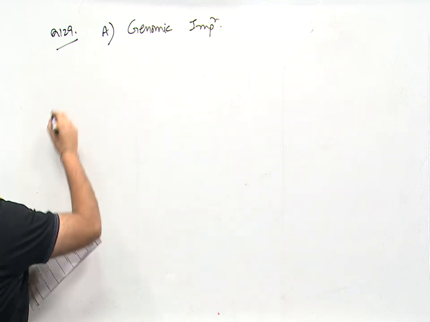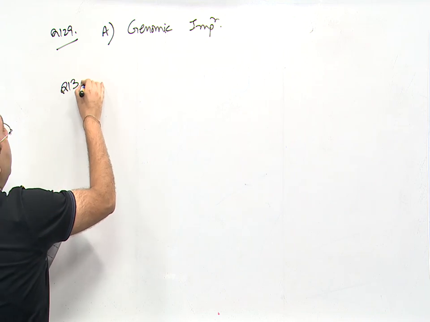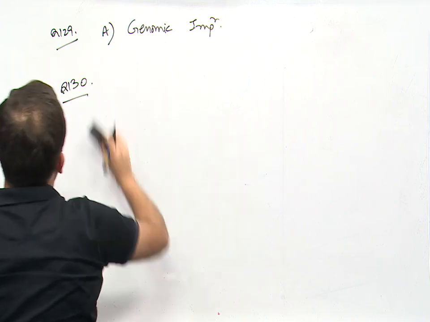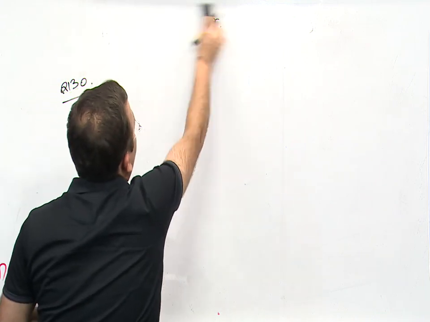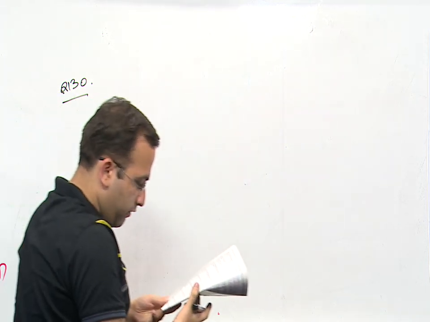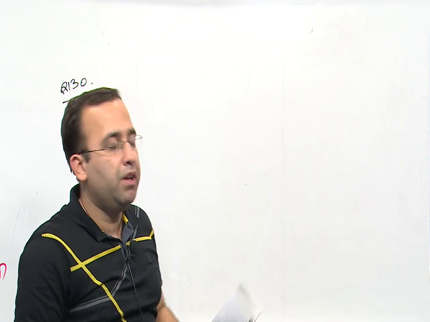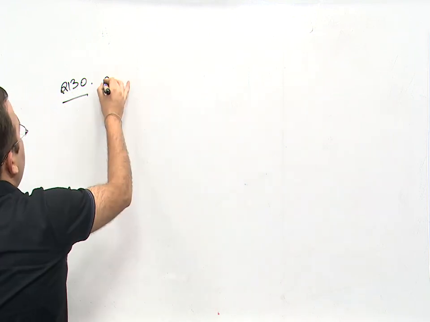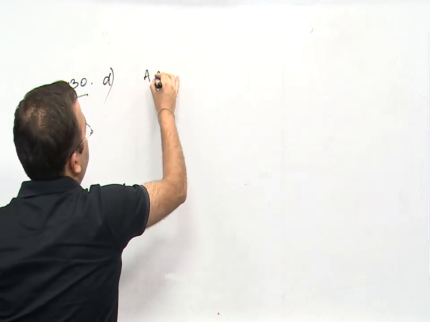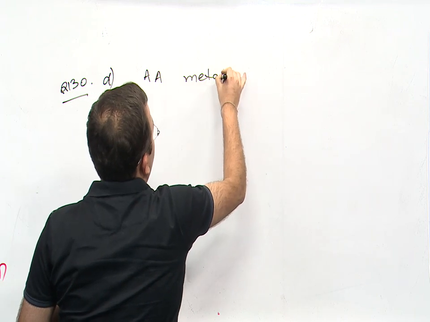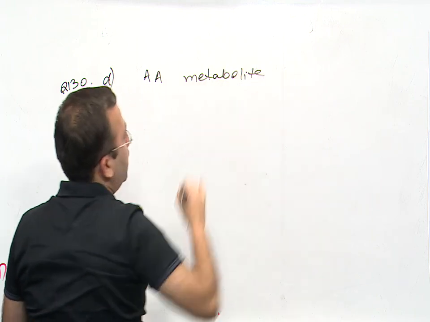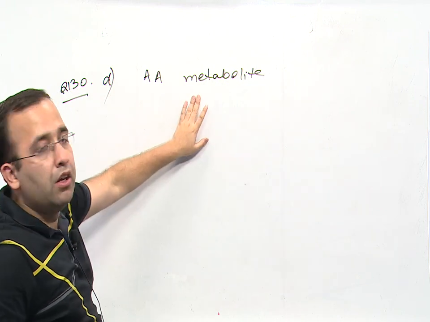Next, question 130. To which of the following do lipoxins belong? This is again extremely easy. It is an arachidonic acid metabolite.